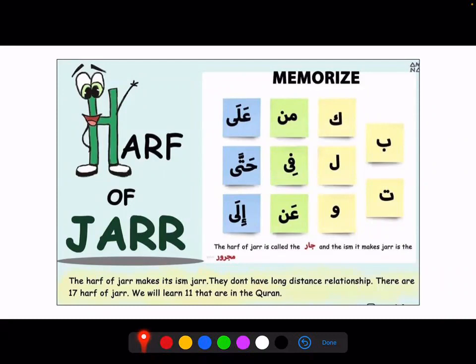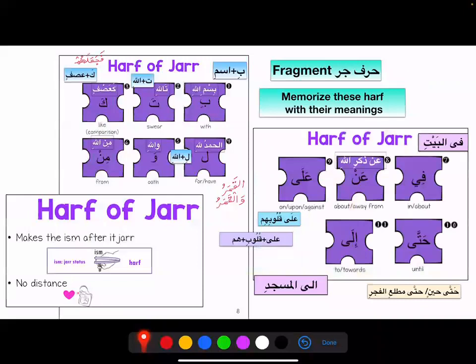Ba, ta, kaf, lam, waw, min, fi, an, ala, hatta, ila. Very good. And what are we expecting after them, Sarish? An ism. And what status would the ism be? Jar. Always jar. Very good. Alhamdulillah. Okay, so moving on.